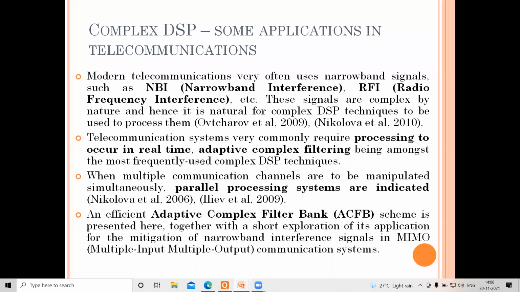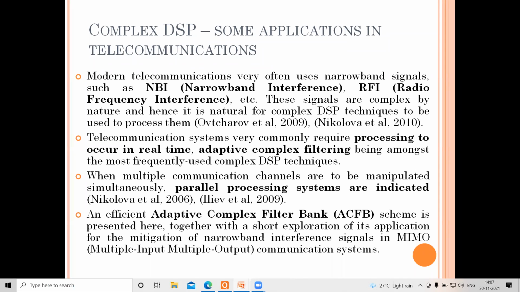In this particular case, you have to use adaptive complex filtering. Normally, you would have heard of adaptive filtering in your class. In our case, I'm talking of adaptive complex filtering. If time permits, I'll talk on this also. But remember, when you're talking of multiple communication channels, information has to be processed in parallel. Parallelism has to be there. Therefore, parallel processing systems are indicated.